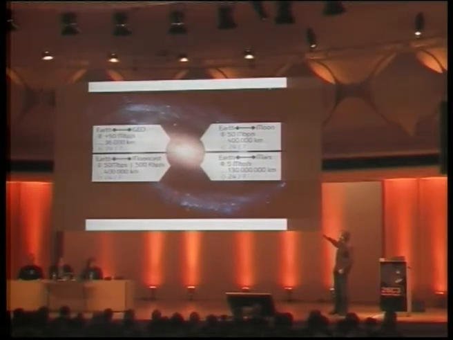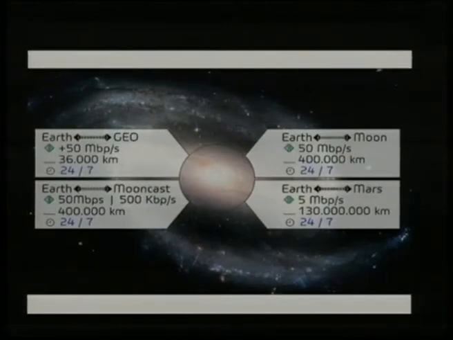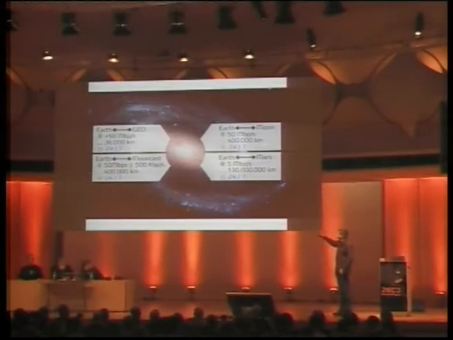Okay, so let's look at these examples. Earth to the Moon is quite easy again. It's like the geostationary orbit because the distance isn't that big. 400,000 kilometers, okay, there is a difference, but it's not that much compared to this number. And if you look at Earth, it's again 50 megabits, but definitely not more. And this is very important.